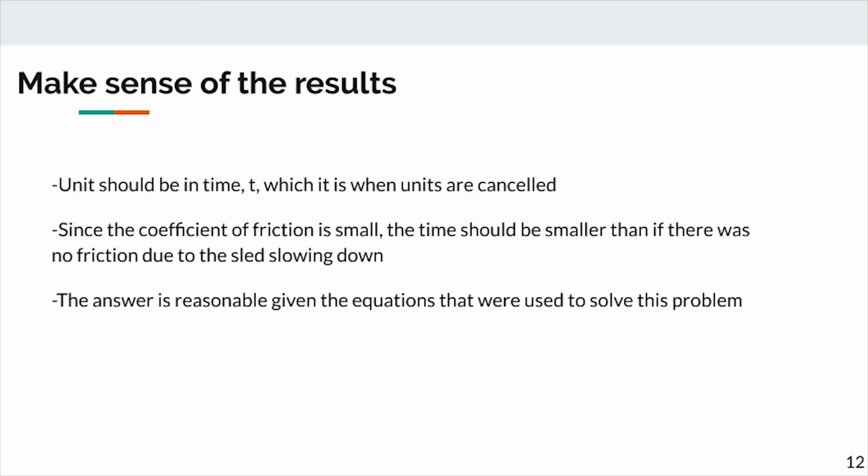The unit should be in time because when you cancel all the other units that accompany the equations, that gives us time, T would be the only thing left over. The coefficient of friction is small, meaning the time would be less than what the time would be if there was no friction. The sled is slowing down, meaning it would take less time to stop than if there was nothing to stop it, because it would just keep going on forever. The answer is reasonable given the equations that were used to solve this problem.